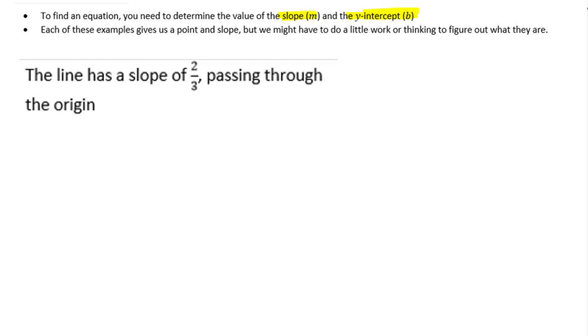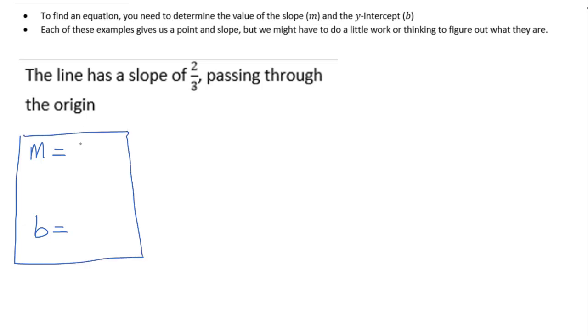All right. So each of the examples I'm going to do with you today give you a point and give you slope. But we have to do a little bit of work or thinking to figure out just what those are. Okay, so let's start with this first one here. The line has a slope of 2/3, all right, so we know that, and it passes through the origin. Okay, so let's see, what do we actually know? What you want to do is basically start with these two things, m equals and b equals. That's what you're looking for, each question. What are they going to be?